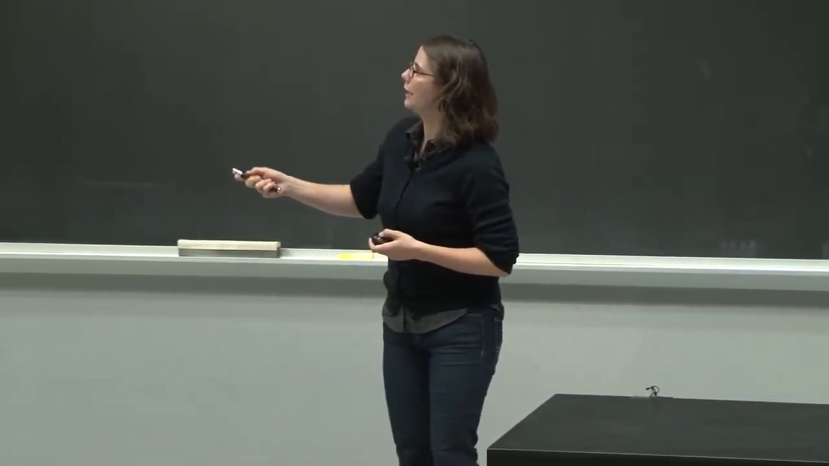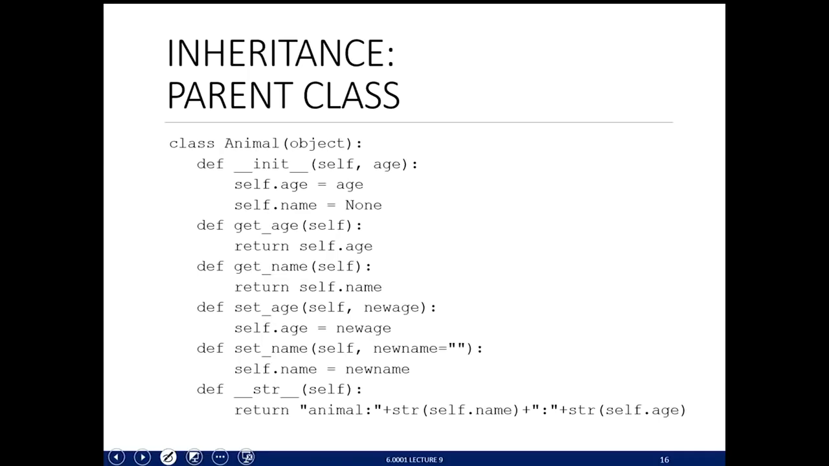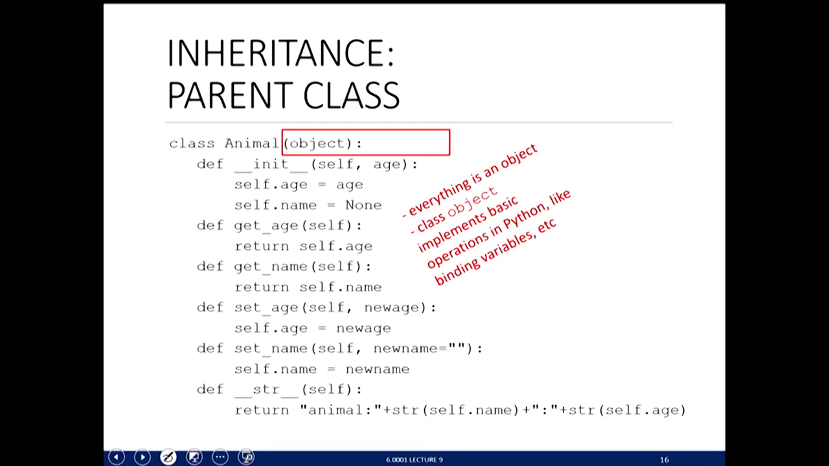Okay, so let's look at some code to put this into perspective. We have this animal class, which we've seen before. This is the parent class. It inherits from object, which means that everything that a basic object can do in Python, an animal can do, which is things like binding variables, very low-level things. We've seen the init, the two getters, the setters, and the string method.